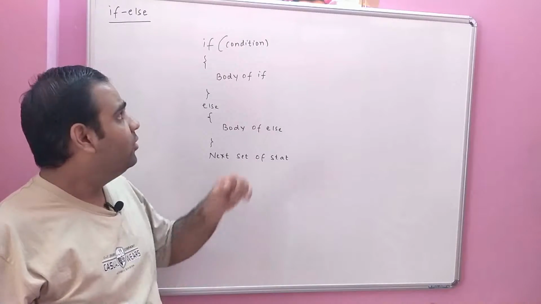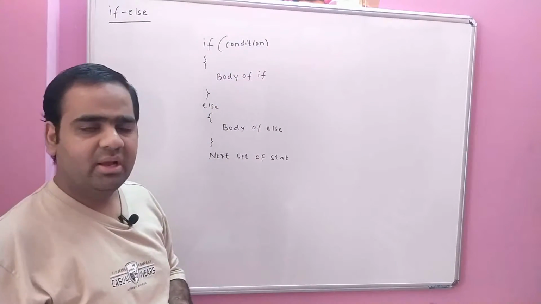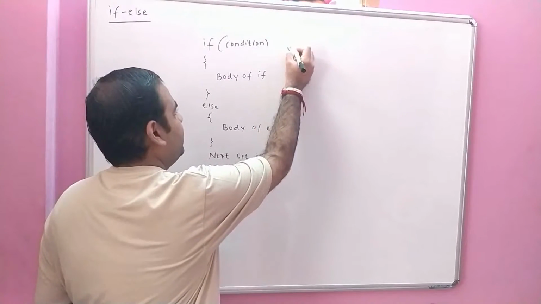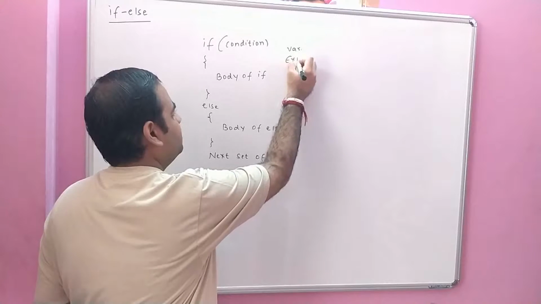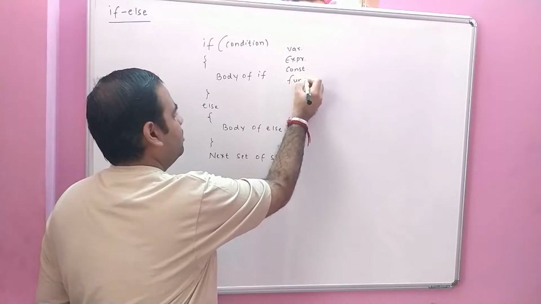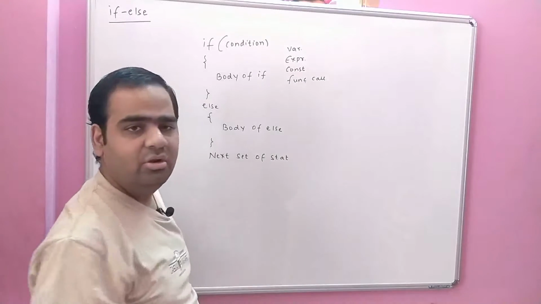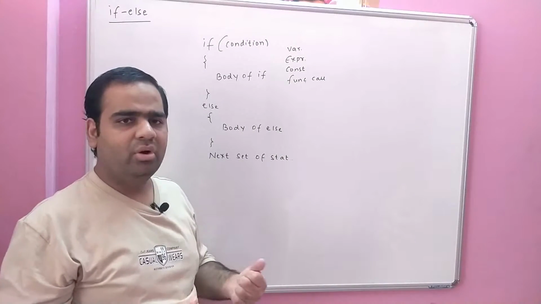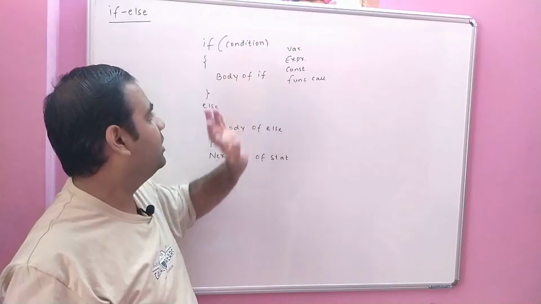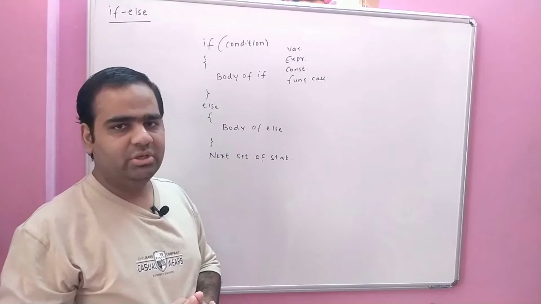Now, what can be a condition? A condition can be a variable, it can be a constant, it can be a relational expression, or it can be a function call which returns a non-void value. Now what is a function call? We have seen some of the built-in functions like printf, scanf, all those things can be written as a condition.